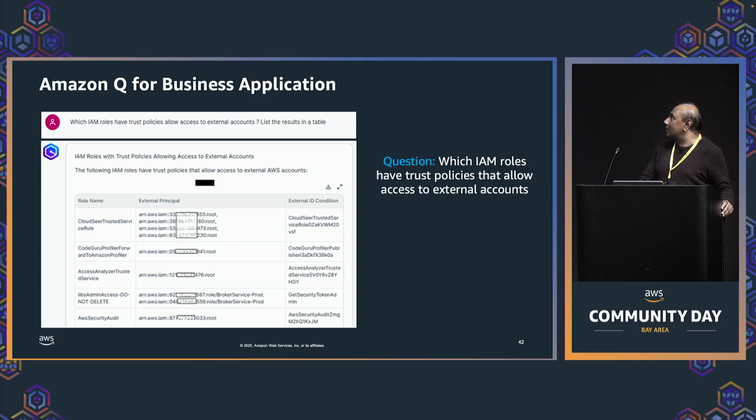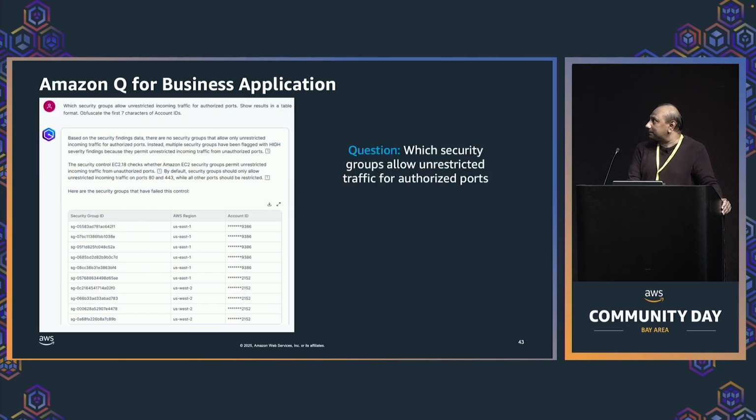So for example, what IAM roles have trust policies that allow external accounts? And it lists out all the policies. And I've just said put it in a table format. It can do that. Another example. Here, which security groups allow unrestricted traffic for unauthorized ports? So you can keep talking with your chatbot and start getting insights without writing any SQL queries or any kind of code that is necessary to do that.